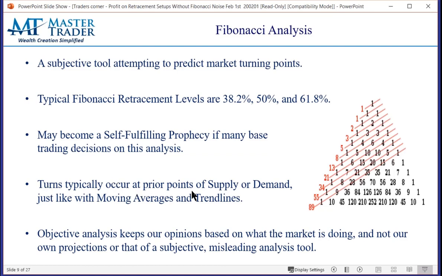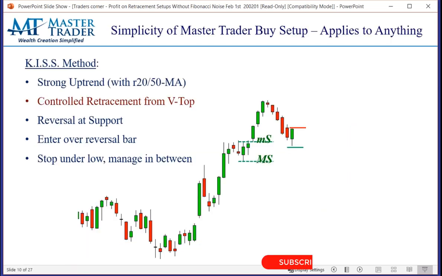Turns are going to occur at prior points of supply and demand, just like with moving averages and trend lines. We look to the left. A moving average is also a subjective tool. Just because a stock retraces to a moving average means absolutely nothing in terms of supply or demand unless you look to the left and it corresponds with actual levels of supply and demand. Our objective analysis keeps our opinions to ourselves and not to our subjective, misleading wishes.